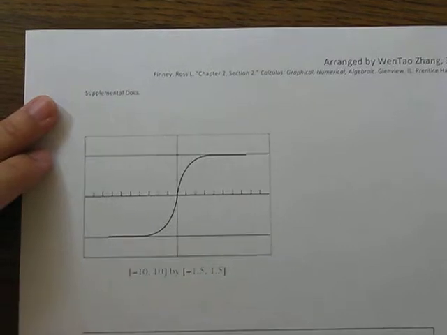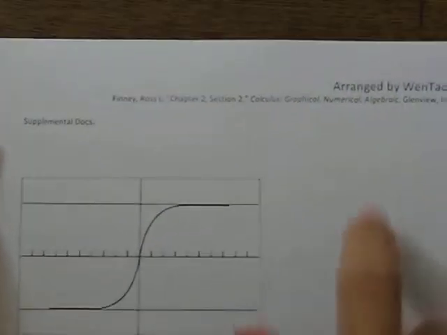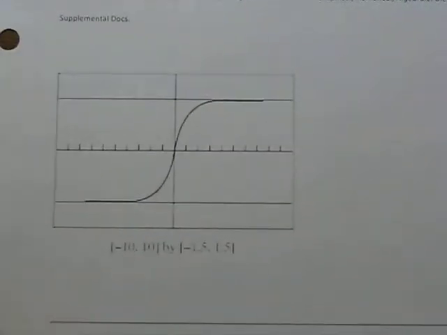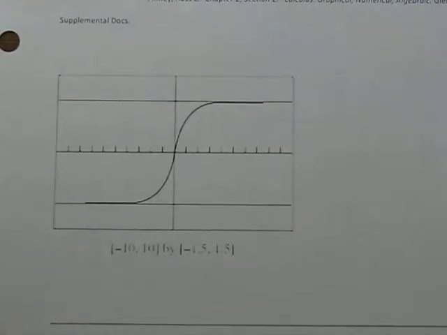The question reads: use graphs and tables to find the limit as x approaches positive infinity of f of x, and identify all horizontal asymptotes of f of x equals x over the square root of x squared plus 1. I have conveniently provided this graph for you. I took this straight out of the book, so nothing new. I even have the credits right here. But anyways, let's look at this.